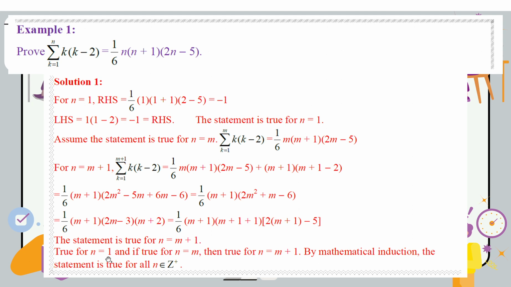True for n equal 1, and if true for n equal m, also true for n equal m plus 1, you start the engine: 1, then 2, then 3, then 4, then all the positive integers are proved. So by mathematical induction, the statement is true for all n belonging to the positive integers. Got some experience on it?